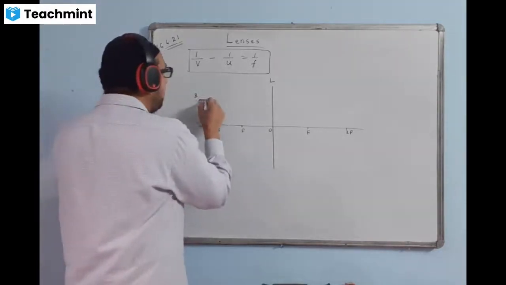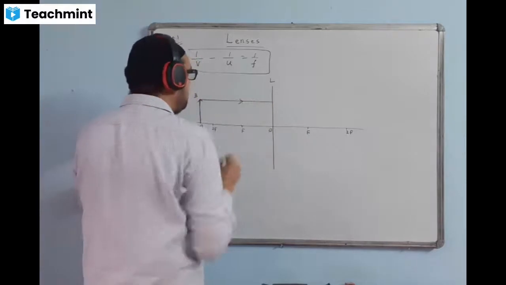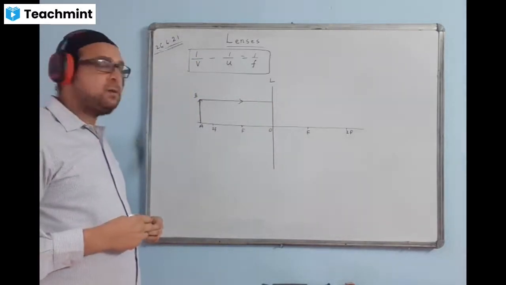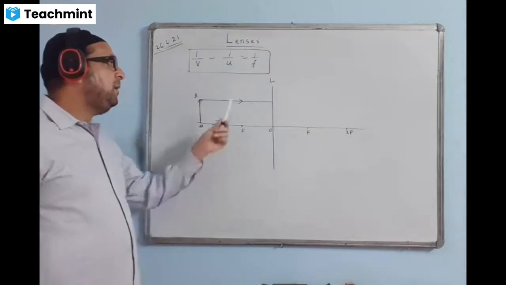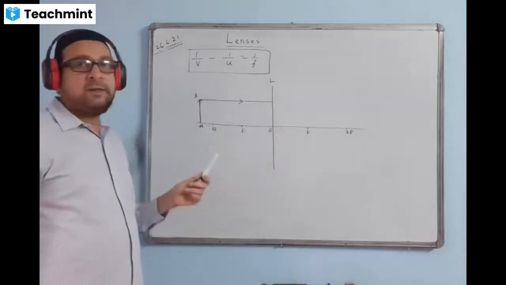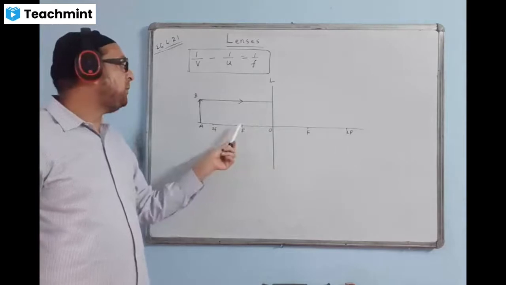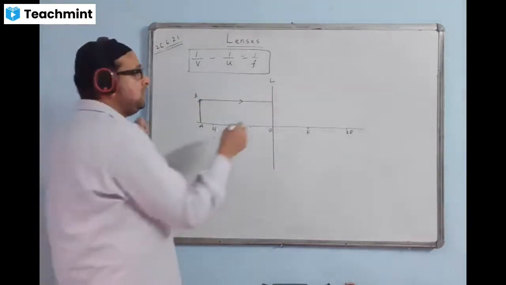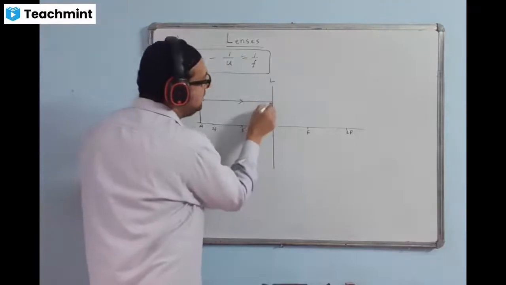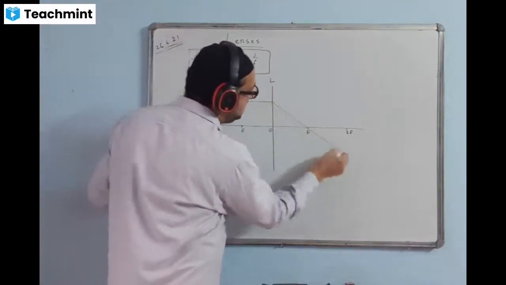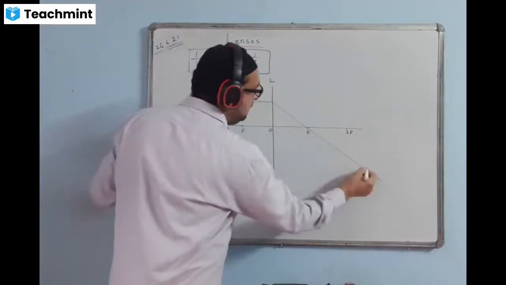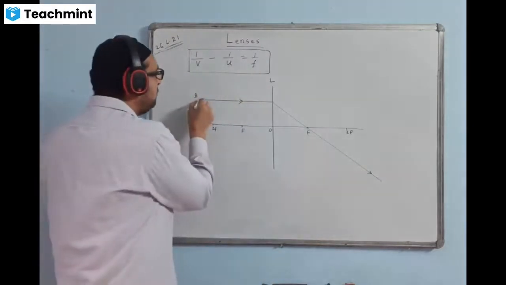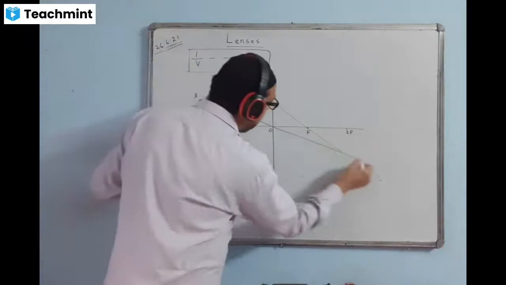First ray I will take parallel to the principal axis. Where will this ray pass after refraction from the lens? It will pass through F if it is a convex lens, or if it is a concave lens, it will appear to pass through this F, the diverging virtual focus. Just now I am taking this lens to be a convex lens, so this will pass through F. Another ray I will pass through O and it will go straight without bending.